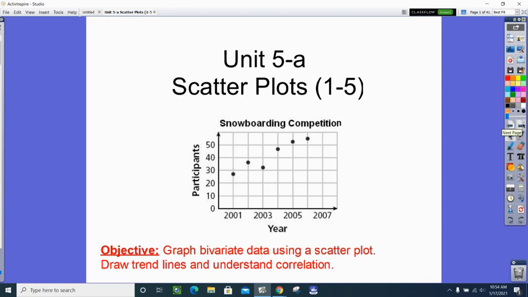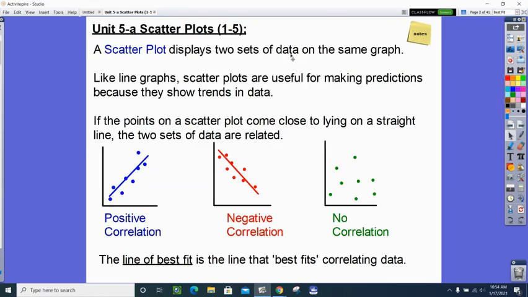So today we're going to talk about making a scatter plot. So first of all, a scatter plot displays two, that's where the bi comes from, data on the same graph. Like line graphs, scatter plots are useful for making predictions because they show trends in data, what's going to happen in the future. So when you hear people discussing, for instance, temperature change and what's going to happen in 50 years, or like I said before, a certain population of animals or humans or whatever, they're basically gathering data over time and then predicting using a scatter plot and a trend line what could happen in the future.